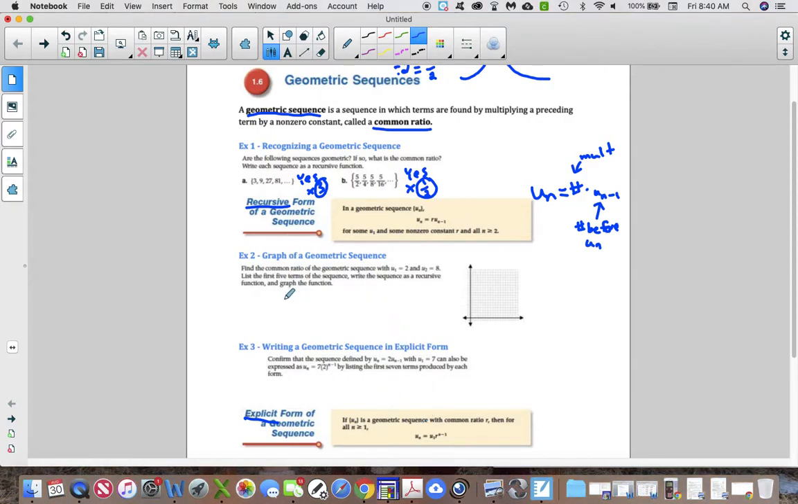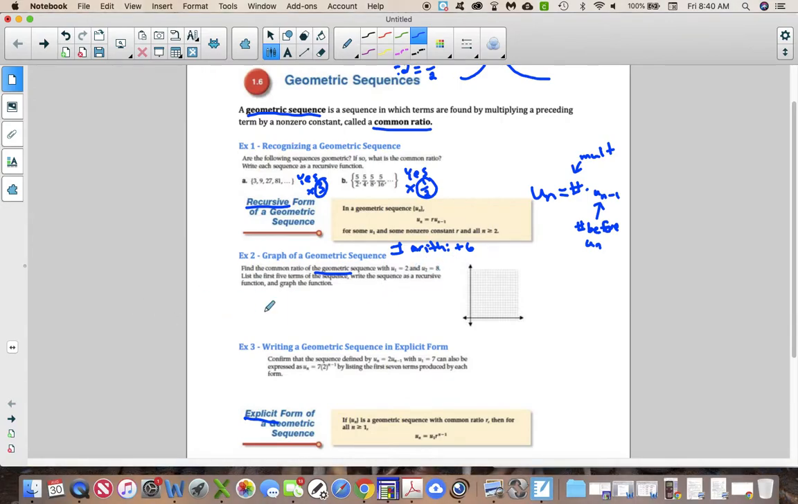So in example 2, find the common ratio of a geometric sequence where U1 is 2 and U2 is 8. If this were an arithmetic sequence, from 2 to 8 you would be adding 6 each time. But since this is geometric, we know that we're multiplying. So from 2 to 8, we are multiplying by 4.